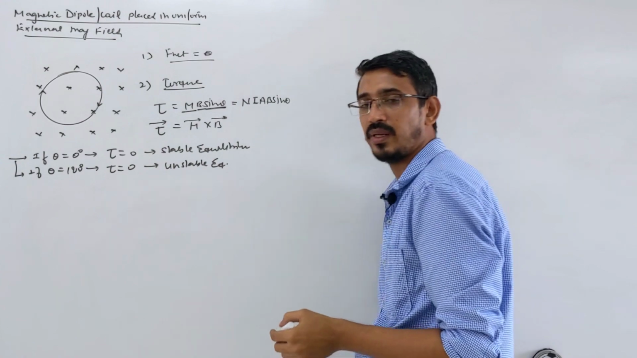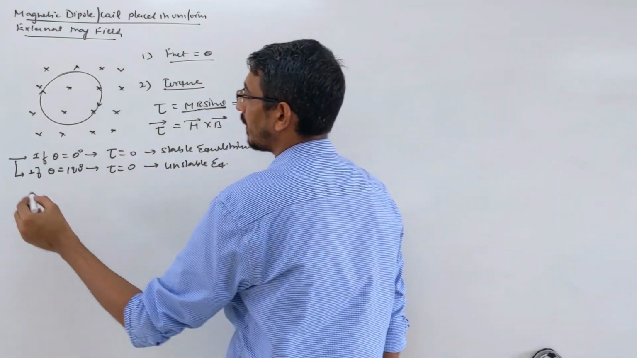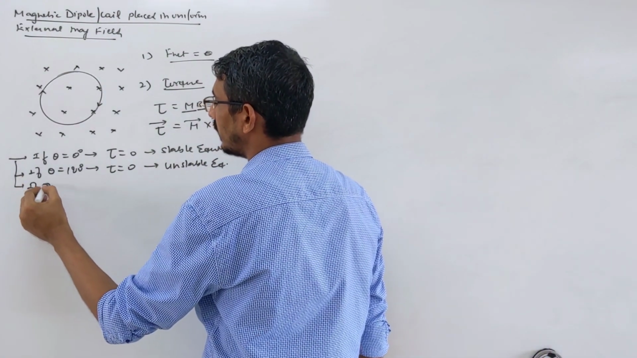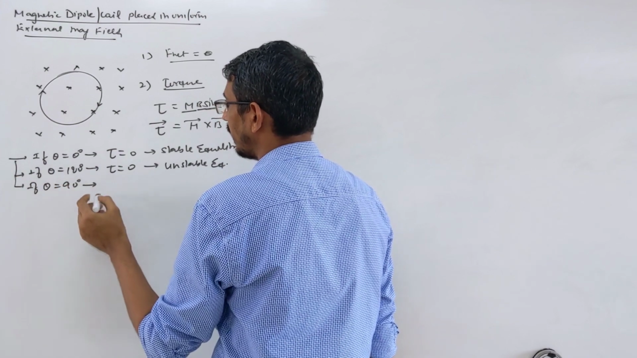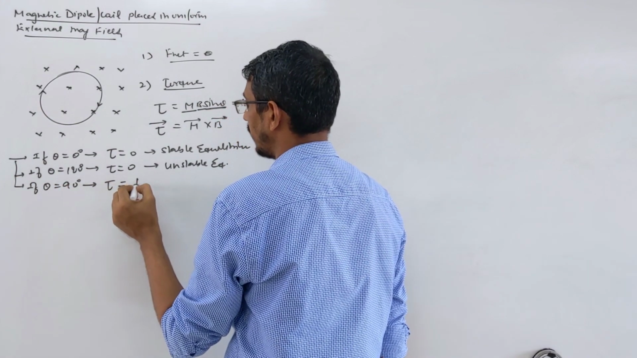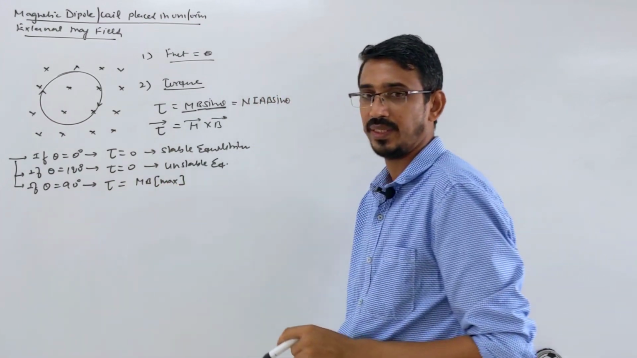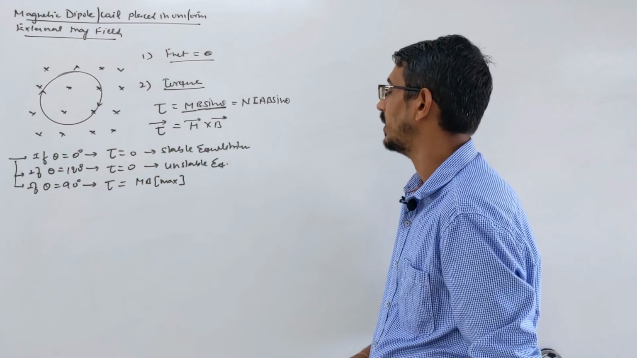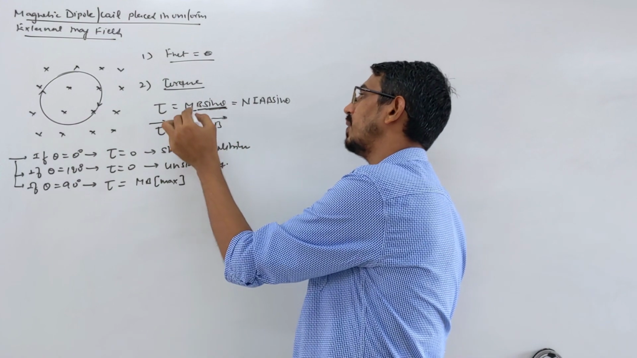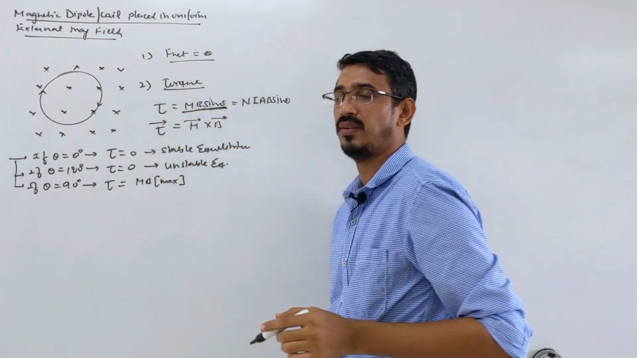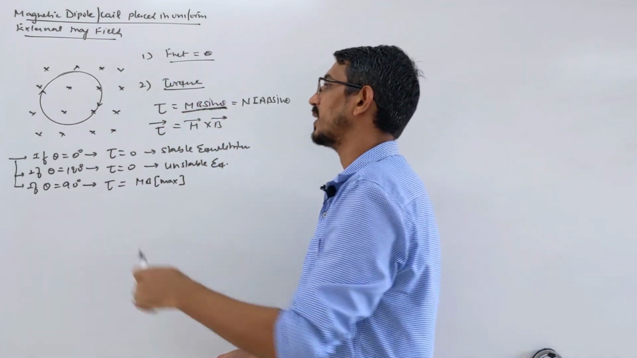Okay, unstable equilibrium. Or if theta is equal to 90 degree, then your torque becomes maximum. How much? It is MB. This is the maximum torque acting under that condition, right? So understand, it's very important. This angle theta in sin theta is the angle between magnetic moment and magnetic field. And magnetic moment is again perpendicular to the coil.